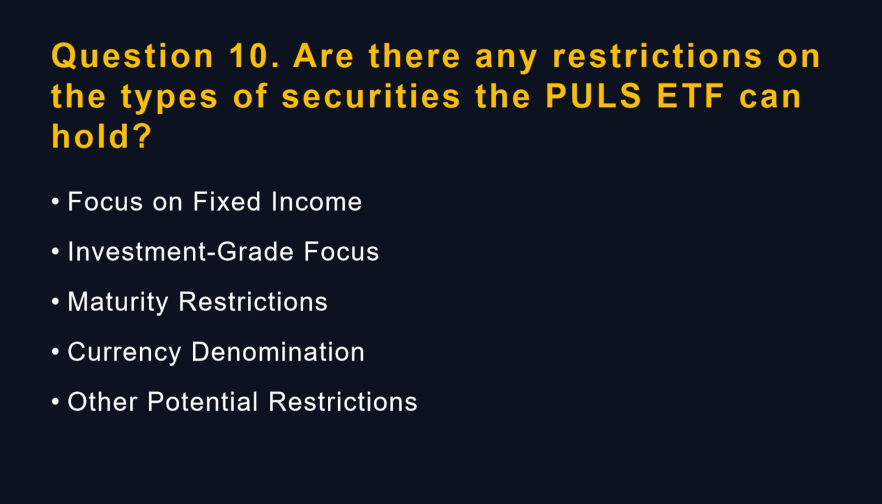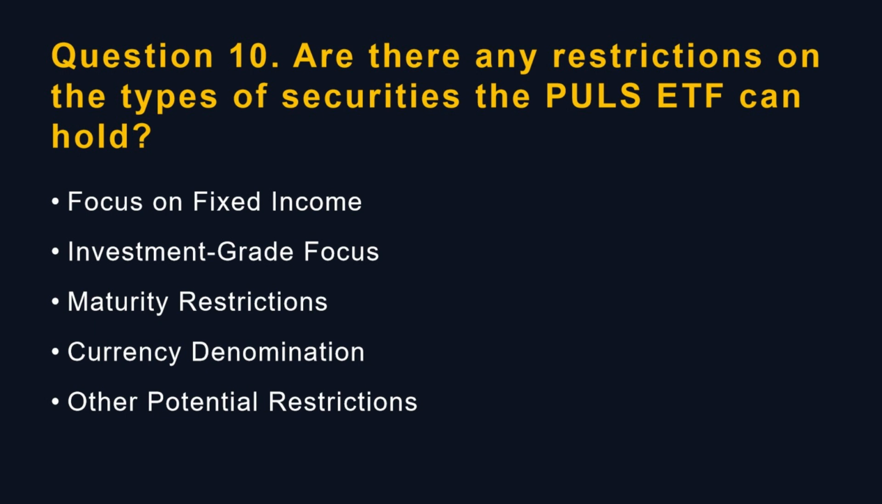1. Focus on fixed income. Primary investment target. PULS is designed to invest primarily in fixed income securities, specifically bonds. This means the ETF cannot hold any equities, stocks, real estate investment trusts, REITs, commodities, or other asset classes outside the bond market.